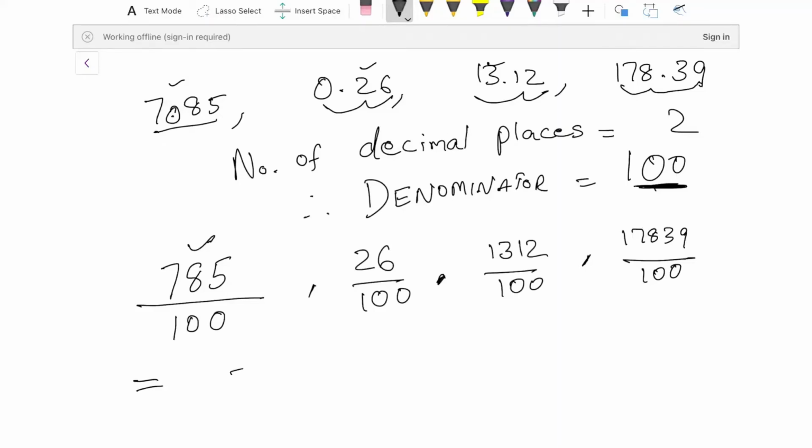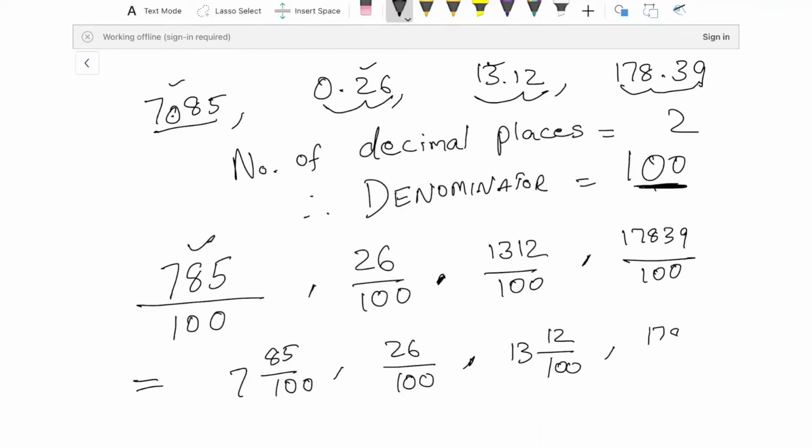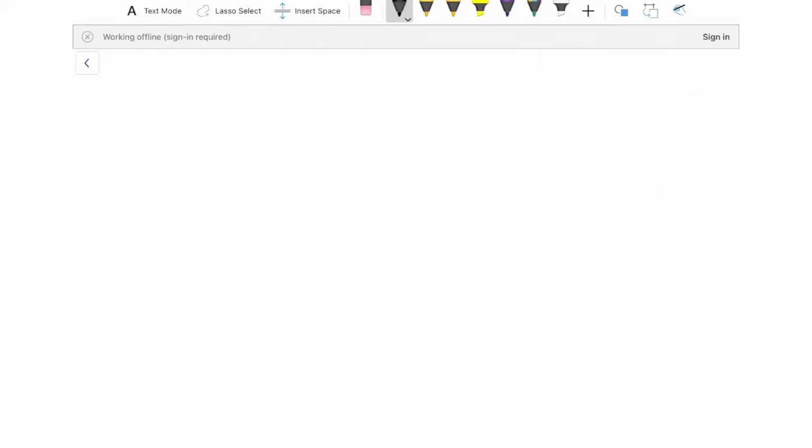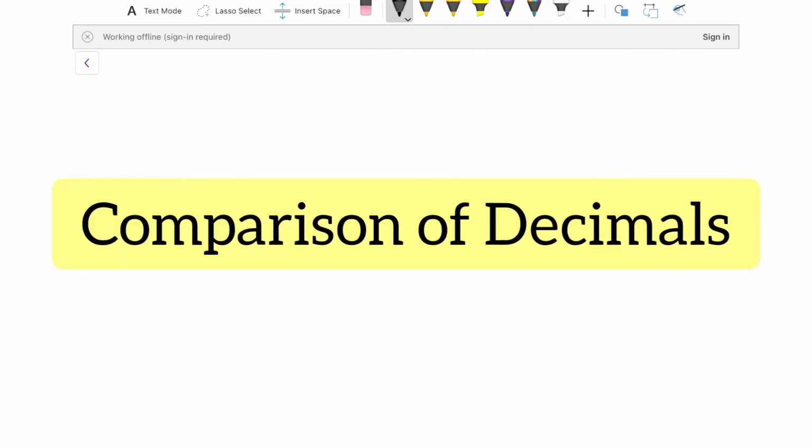This can also be written as 785 by 100, then 26 by 100, 1312 by 100, and 17839 by 100. Okay, so remember, the whole number part of the decimal becomes the whole number of the mixed fraction. Can you see? 7, 13 and 178. All right, the whole number part of the decimal becomes the whole number of the mixed fraction. All right, now let's look at how we can compare decimals.